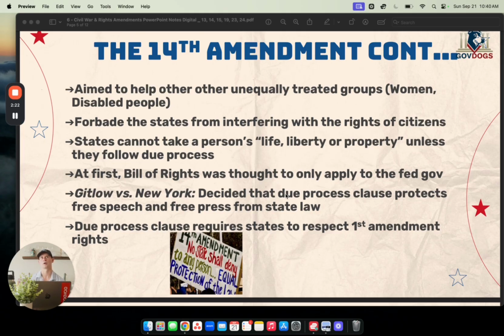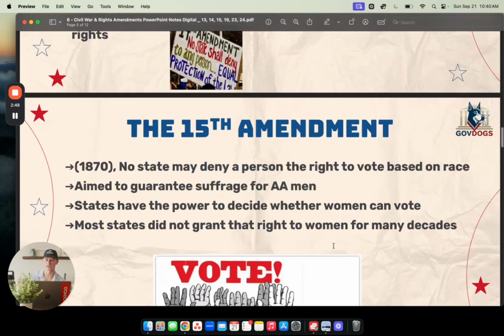Originally we thought that all of these amendments only applied at the federal level, and the states could kind of do what they want. Fortunately, the states also have to follow what the United States Constitution says. This is known as the Supremacy Clause, basically saying that whatever the federal government says, the states have to follow. And the Due Process Clause requires states to protect and respect the First Amendment rights.